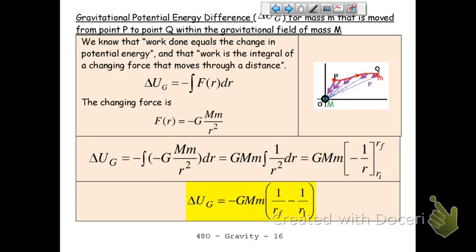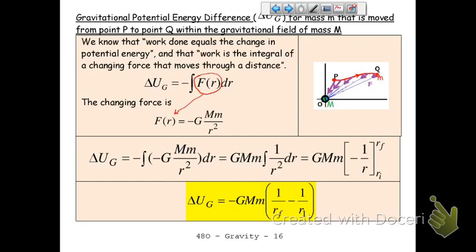We know that the work equals the change in potential energy, and that work is the integral of the force that moves through a distance. So delta UG equals minus the integral of F(r) dr, or F(x) dx. And again, it's not F times r, it's F(r). It's F which changes as r changes. A lot of these problems come down to what the symbols mean. So F(r), this bit here, is minus G big M little m over r squared.